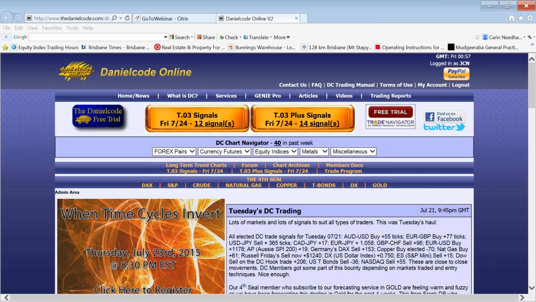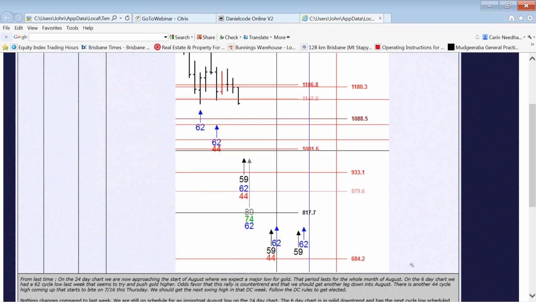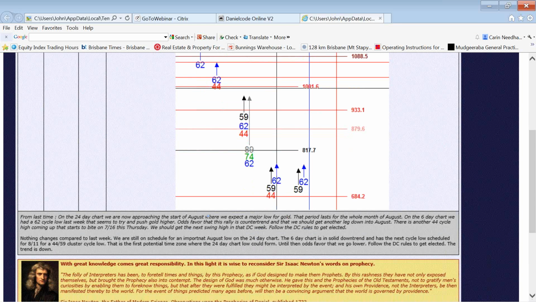Here's the commentary part of it. I'll just blow this up for you, so you can see your chart. Your screen should have changed. And this is what you get on the fourth seal from the Daniel Code website, if any of you would like to subscribe to it or take a trial of it.